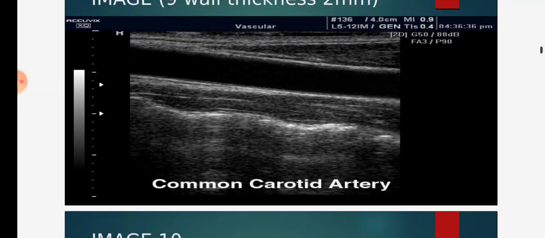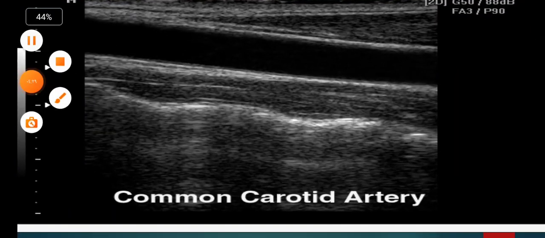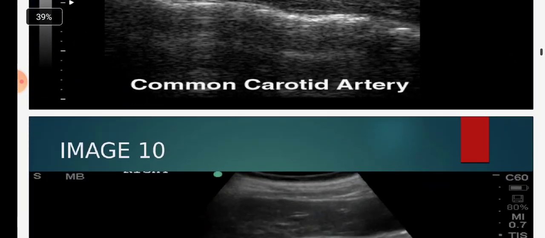Another image of the wall thickness, the intima-media thickness of the carotid artery, between 0.4 millimeter until 0.774 millimeter. More than this, it's called atherosclerosis. And this is the feature of wall thickness of the carotid artery: if between 0.5 and 1 millimeter, more than that it's called an abnormal case.